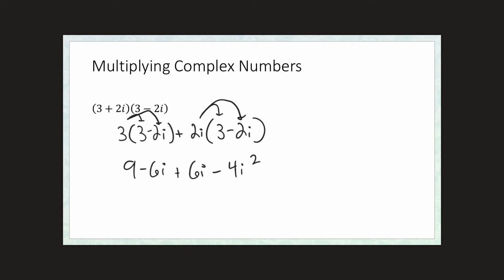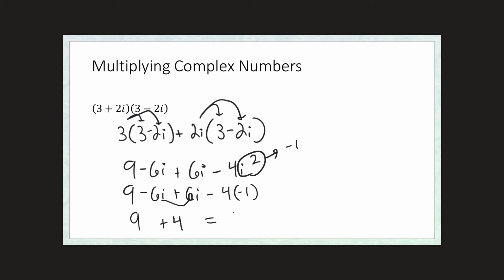And now we know that 4i squared is really the i squared part. I can just substitute that with a negative 1. So 9 minus 6i plus 6i minus 4 times negative 1. Okay, so 9. And then minus 6i plus 6i, those will cancel. That equals 0i. And then we have a negative 4 times a negative 1. That's positive 4. So 9 plus 4, that equals 13.